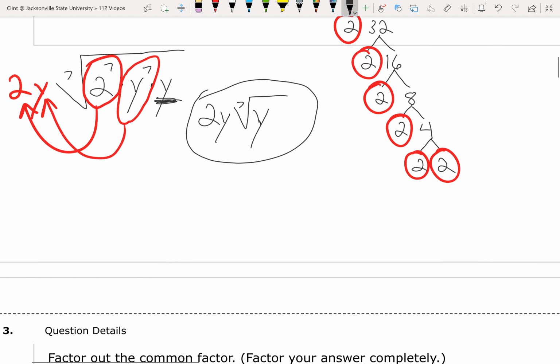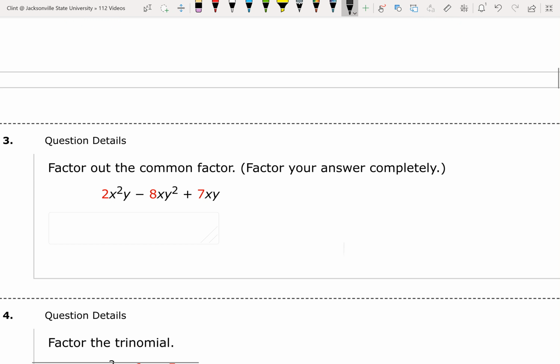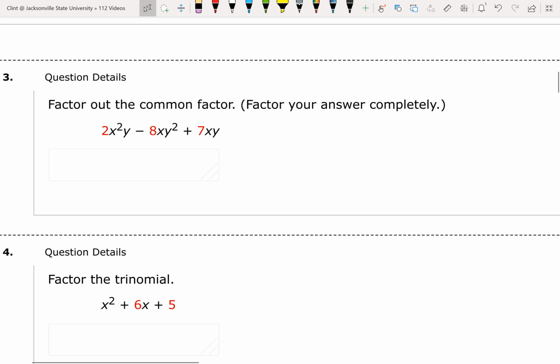Okay, number 3, let's factor out the common factor. So if I'm looking at this, I'm going to look at the number part first, see if we have anything in common. So we have 2, 8, and 7. So there's not a common factor with 2 and 7, so we don't have a common number that we can factor out. So what about x's? If we look at that, I see that the smallest power of x I have is an x, and they all have an x, at least one.